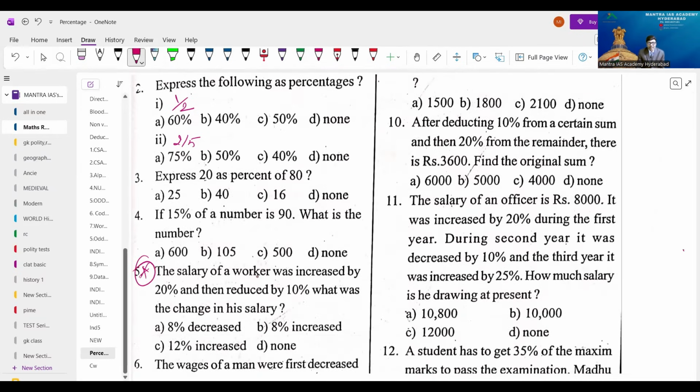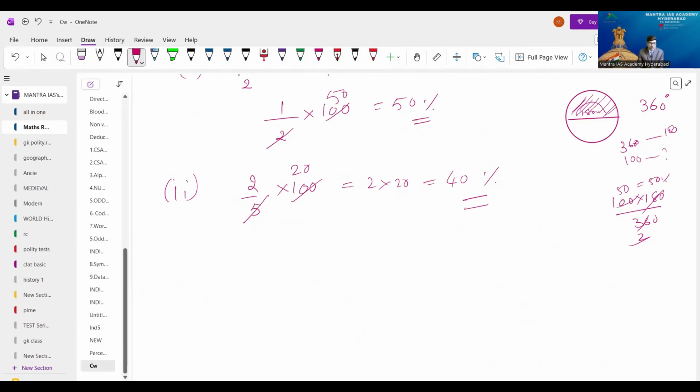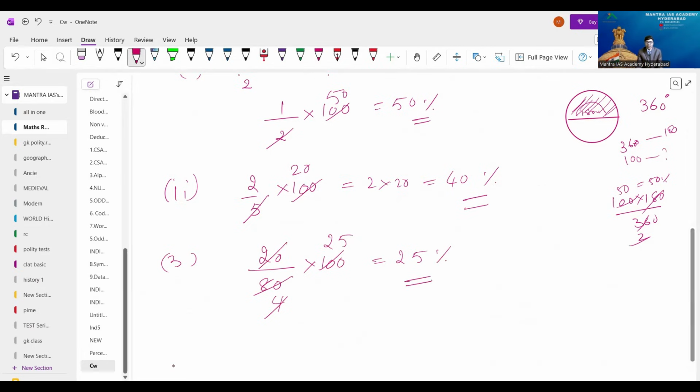Express 20 as a percentage of 80. Very good question. We have to express 20 as what percentage of 80. That's a basic point. Take this 20, question number 3. It is 20 upon 80 into 100. This is the original number by out of something. 20 fours are 80, and 4 twenty-fives are 100. So the answer is 25 percent. Remember, 25 percent. This is the way of doing question number 3.